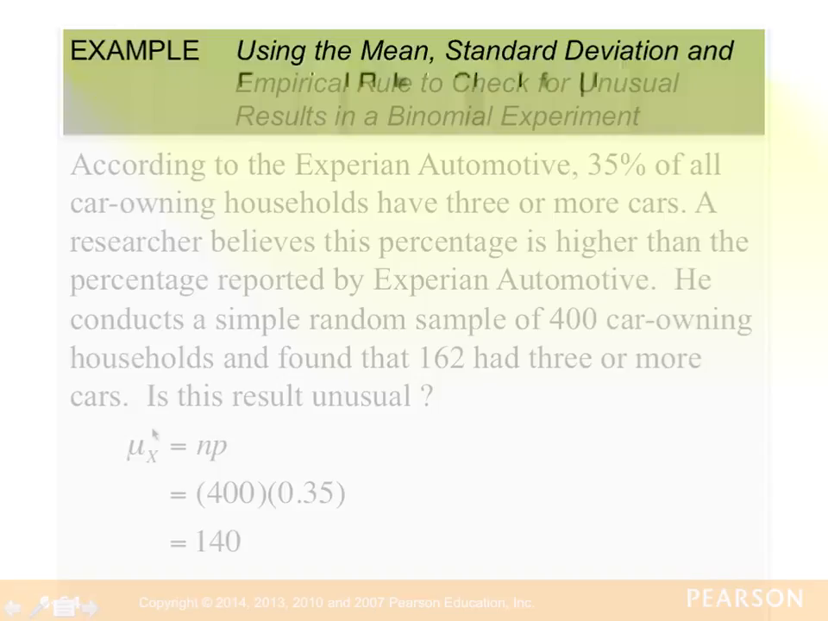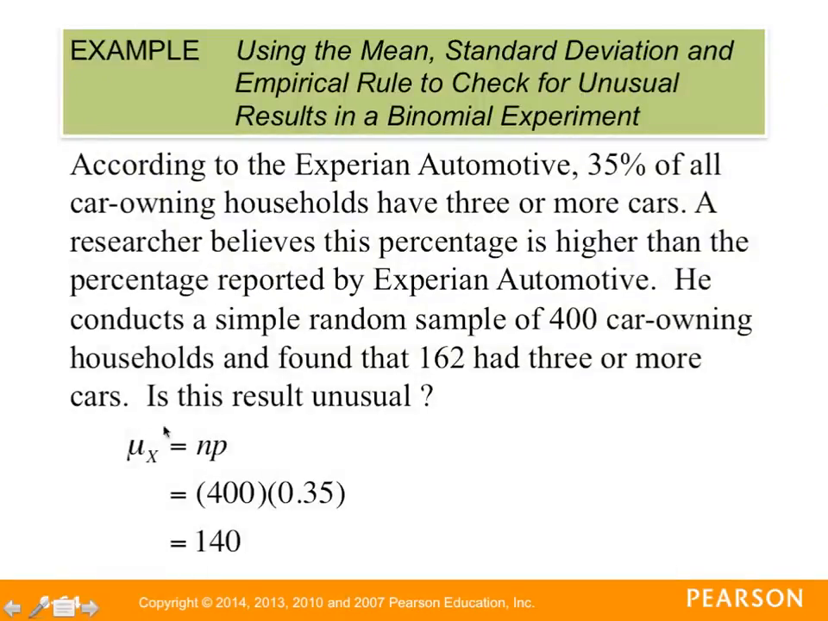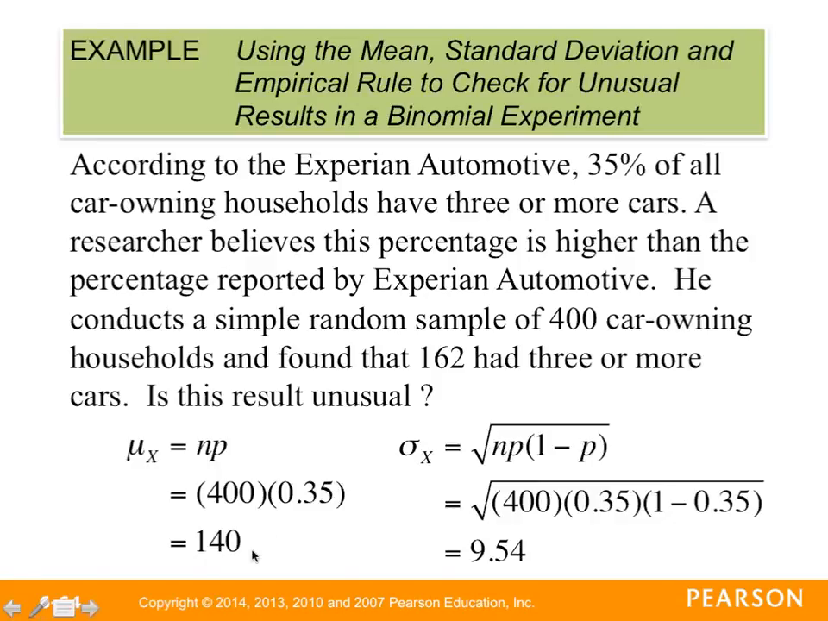What we need to do is calculate our mean, okay? And we actually already did that. We took n times p, as we did before. n is the number of trials, 400. p is your probability of success, which is 0.35. So we got a mean of 140. For the standard deviation, this is the same calculation that we did before, and when we calculated, we got 9.54.